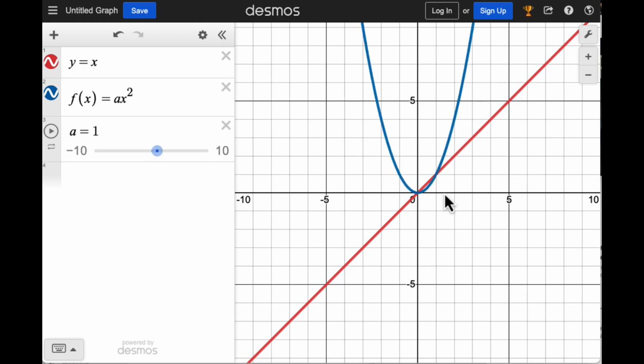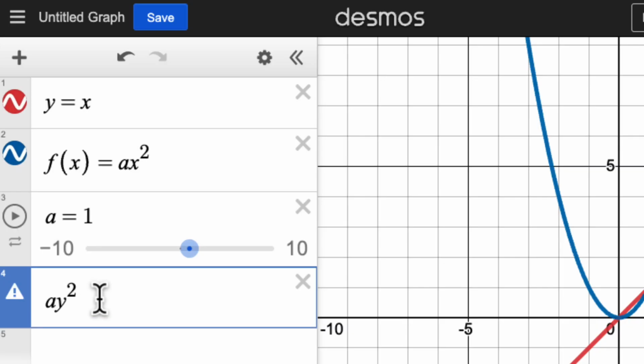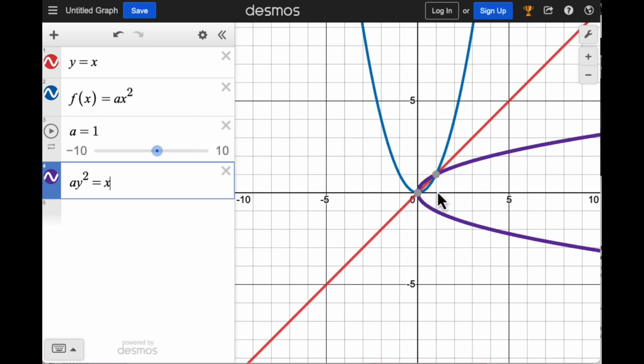What does the mirror image of this parabola look like reflected across y equals x? Input this equation to see the mirror image. A y squared equals x. To make it easier to see, turn off this parabola.